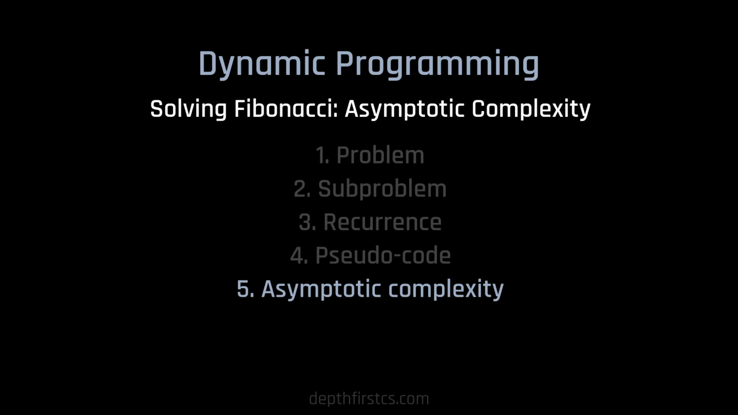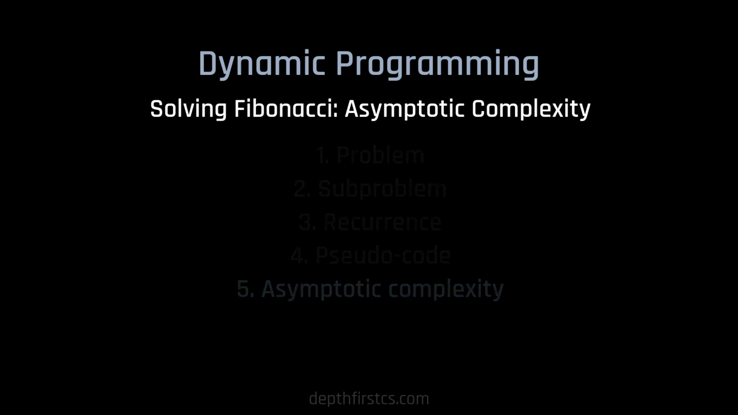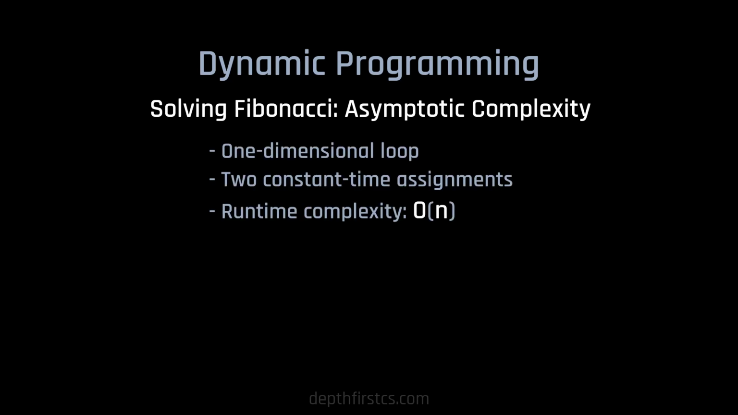Next, we need to analyze the algorithm's asymptotic complexity. In this case, we have a couple of constant time assignments and a one-dimensional loop, so our time complexity is linear in terms of n. We write this using big O notation as O of n.